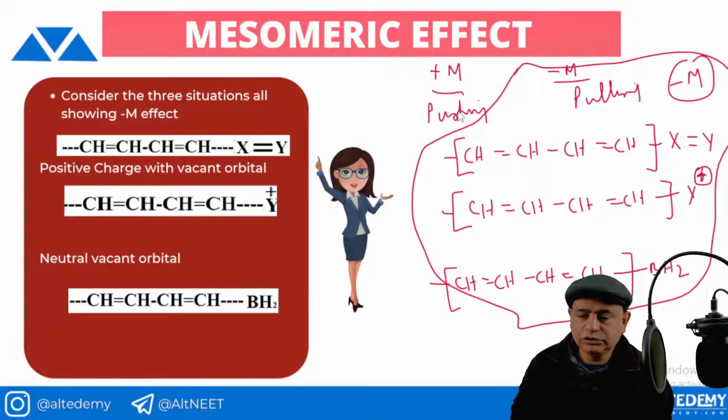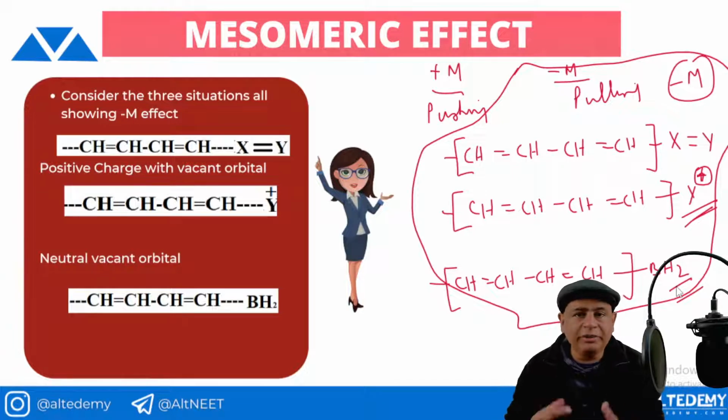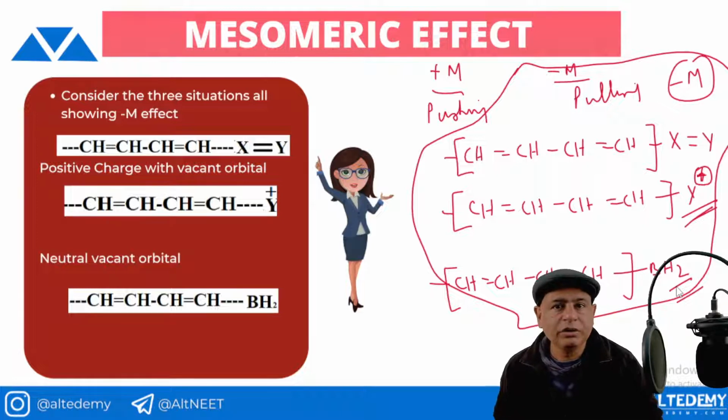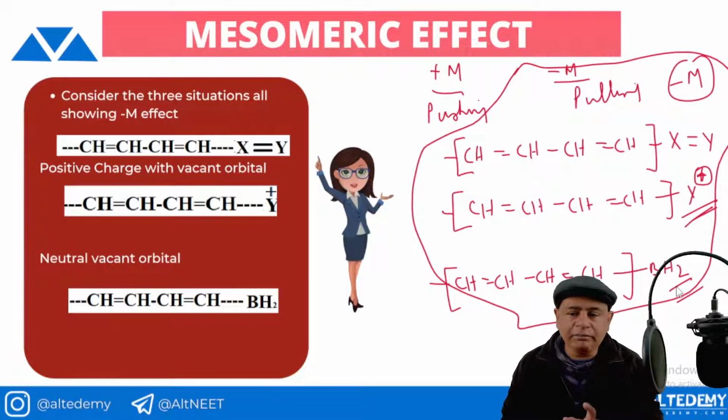Why? You should understand. Even this has got a vacant orbital. So what will happen if a vacant orbital species is connected with a compound that is conjugated? When a vacant orbital is present, it is creating an opportunity for electrons to get accommodated in those vacant orbitals, and therefore it is working as a minus M group, right? So plus M and minus M has got some logic into it.